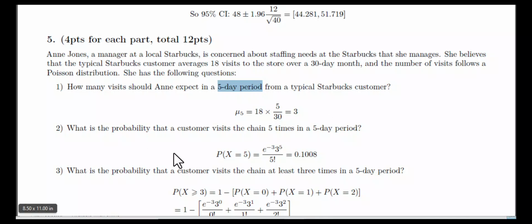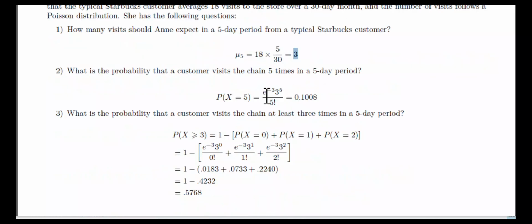If we know that, what is the probability a customer visits the chain 5 times in a 5-day period? We want to know the probability that capital X equals 5. For the 5-day period, the number of visits follows a Poisson distribution with an average of 3, so we use the formula to get this probability. For at least 3 times, there is a common trick: we use 1 minus the probability of less than 3. Only 0, 1, and 2 are less than 3. We use this complement rule to get the probability.